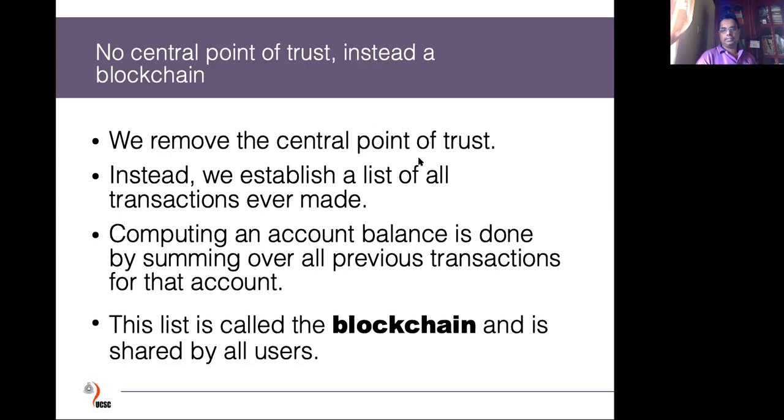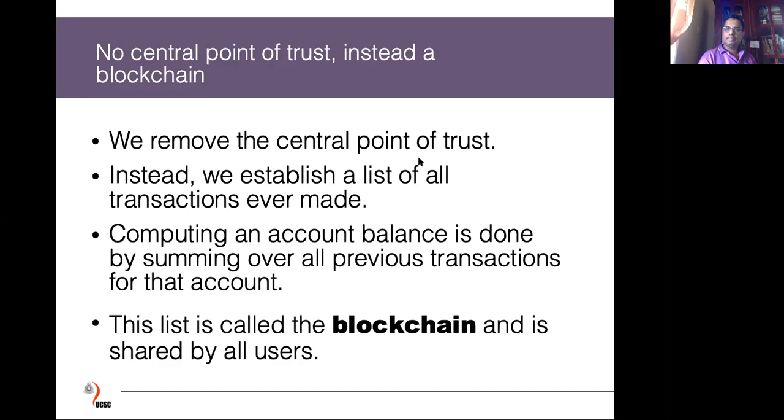So I am introducing a new method to do that. I created a new method, called blockchain, to stop double spending. This new concept, blockchain, eliminates the need for a central point of trust. Using the blockchain, we can find out my account balance easily.